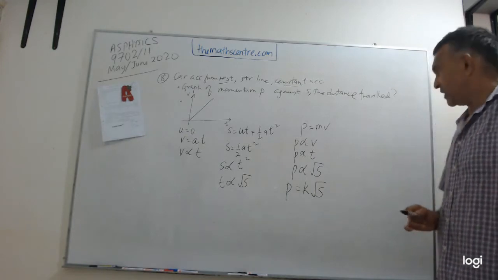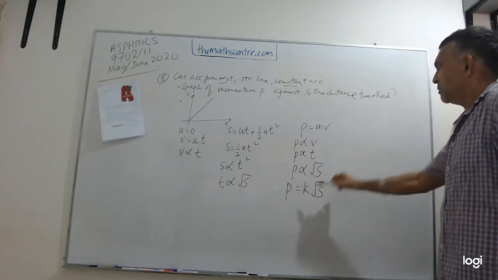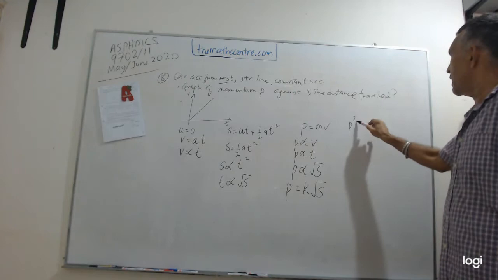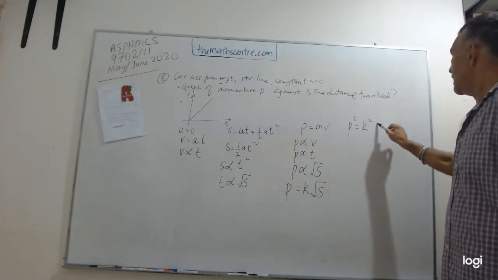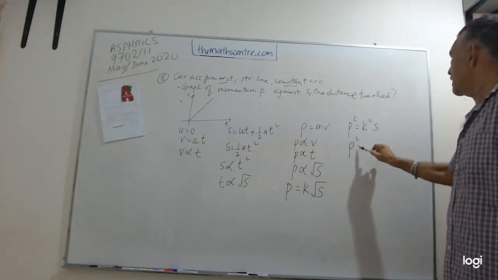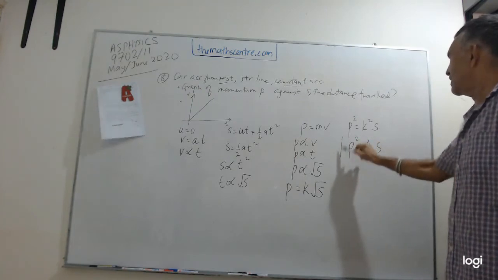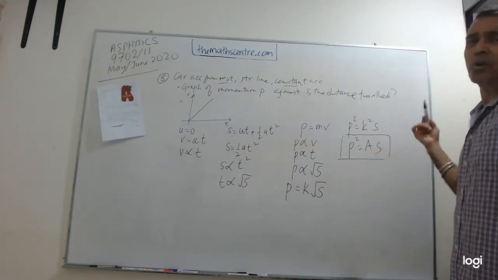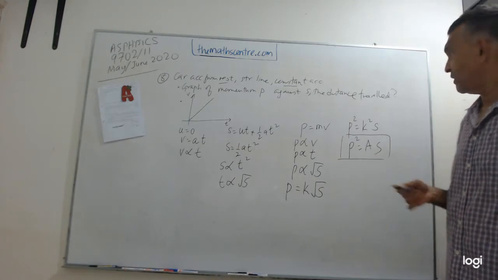Sounds good? Yep. So let me write it here. Let's square it. So it's P squared equals K squared S. Therefore, P squared equals AS. What is A? Some constant. Not important. Yeah? So P squared.